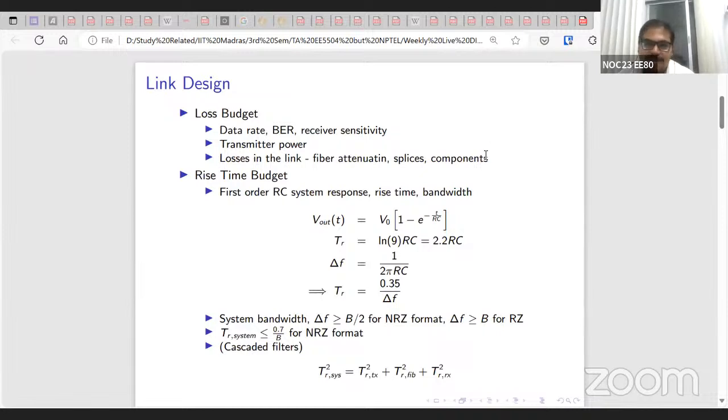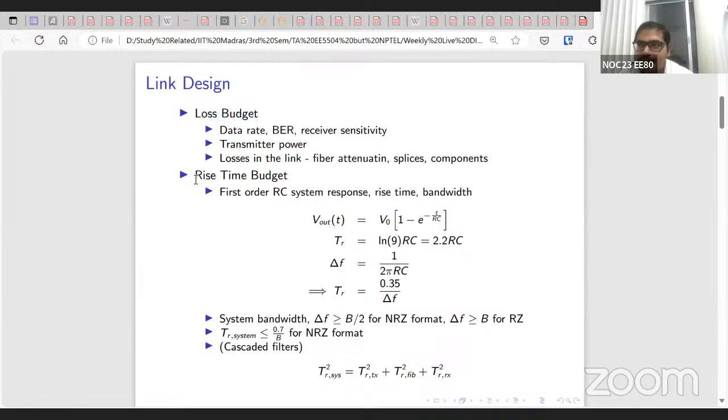So the basic concepts are these. Determined by our receiver sensitivity, we have to make sure that some minimum amount of power is received at the receiver end. So depending on your losses in the system and how much power you're transmitting, you will have to design a link so that at the receiver end there is at least the receiver sensitivity amount of power. That is basically the loss budget part of the link design.